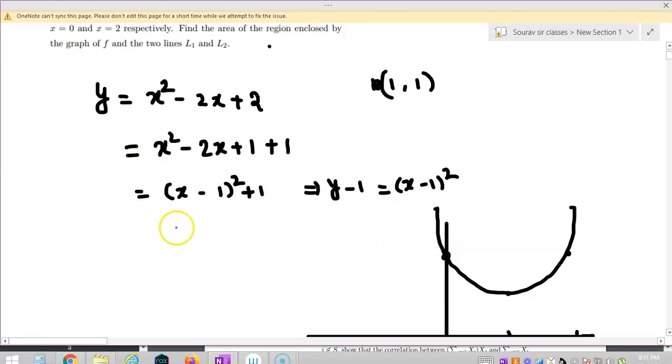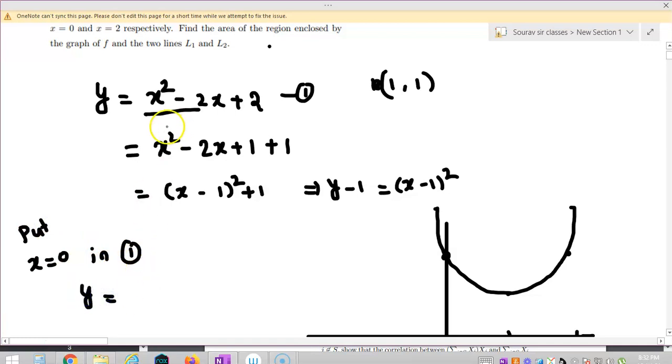Now for this, I am trying to find the coordinate of this point. I know the x coordinate of this point is 0, so we have to find the y coordinate, and how can I get the y coordinate? I will put x equal to 0 in equation 1. So I will get y is equal to 0 minus 2 into 0 plus 2, so 2. So the coordinate of this point is (0, 2). Now I need to draw a tangent at this point.